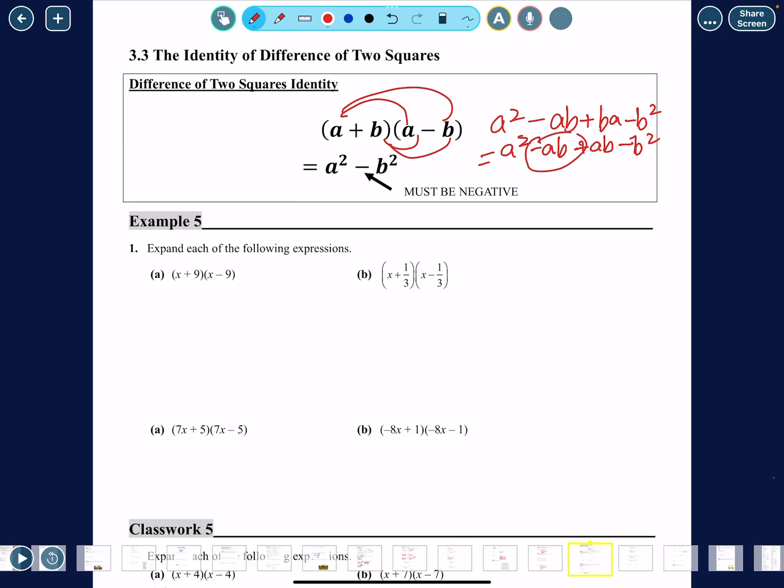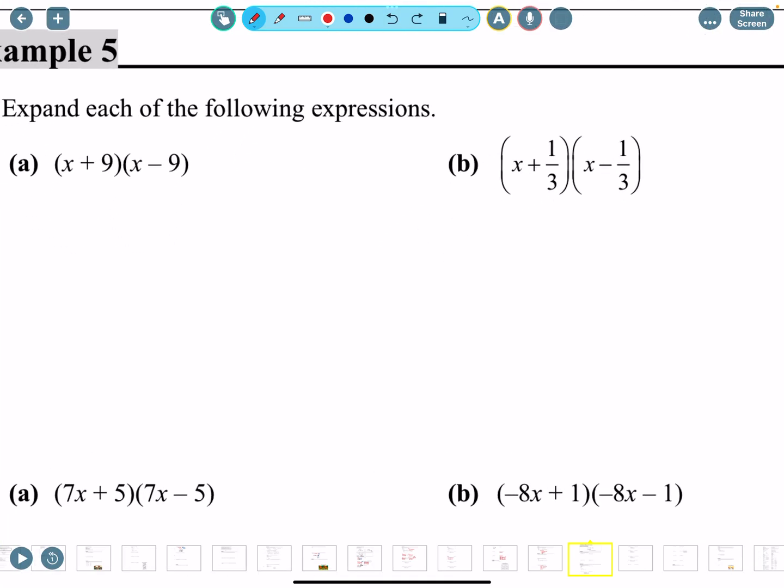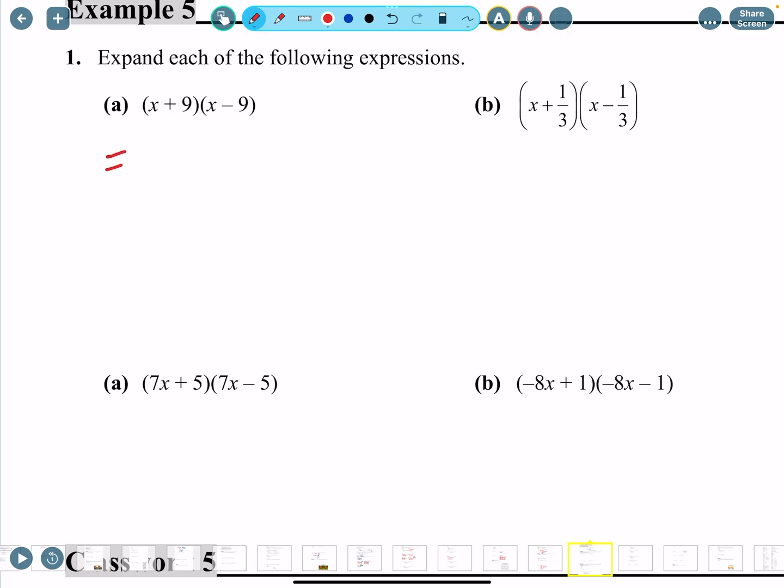So over here, minus 1, and over here, plus 1. So they basically cancel out, right? Minus 1 plus 1 is 0. So you end up with a squared minus b squared. So this is the identity. There must be a negative between the two. So really simple, actually. All you have to do is identify which one is A. This is A, and this is B.